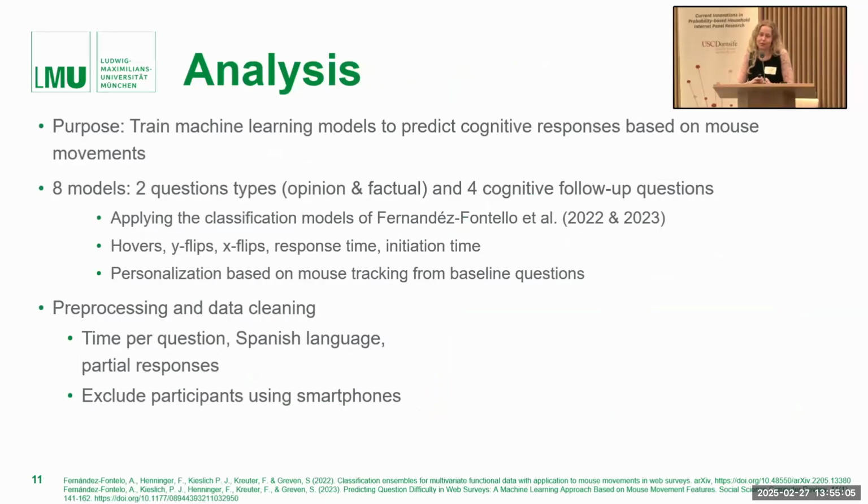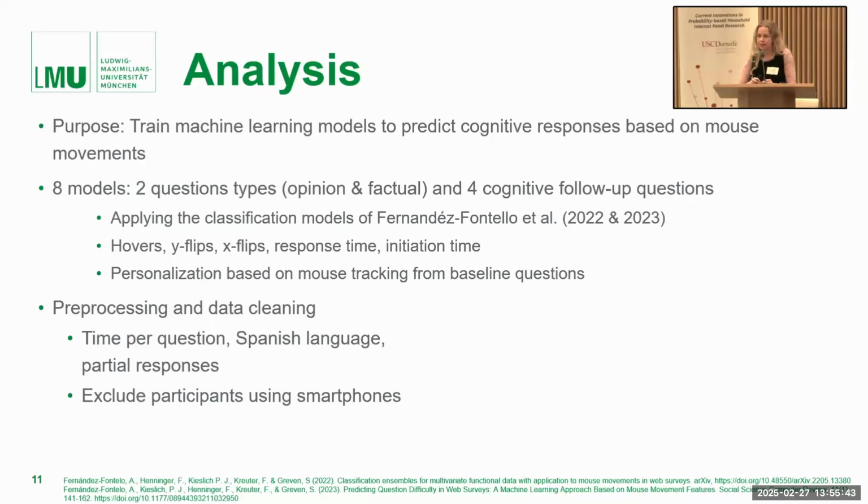Unfortunately, we are just out of data collection, so I don't have any very specific results to show you. But in some weeks or so, hopefully soon, if people are coming to APOR, you should be able to hear about it by then. We will have trained some models that can predict these cognitive responses based on the mouse movements. What we're going to do is take the two question types, the opinion and the factual ones, and the four cognitive follow-up questions, and train 8 models here.